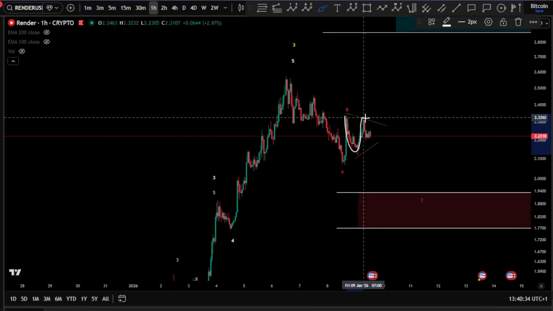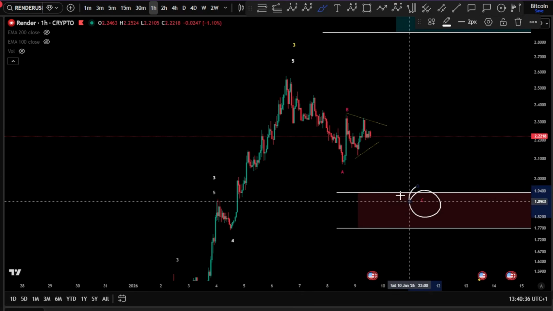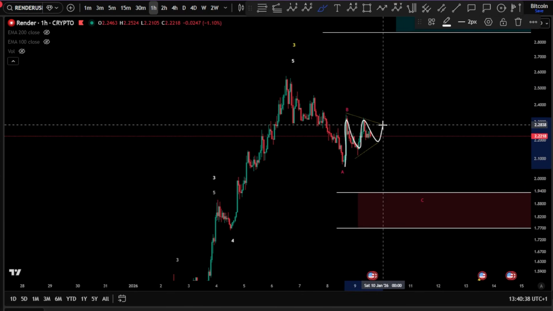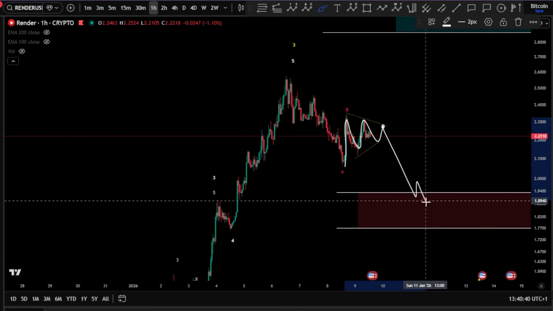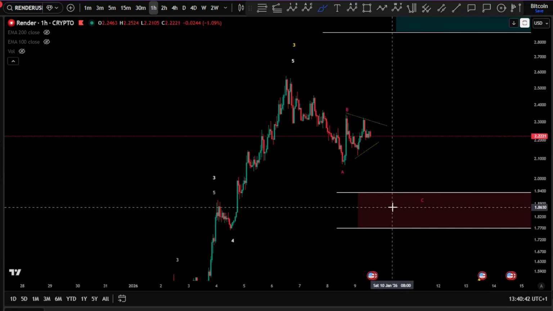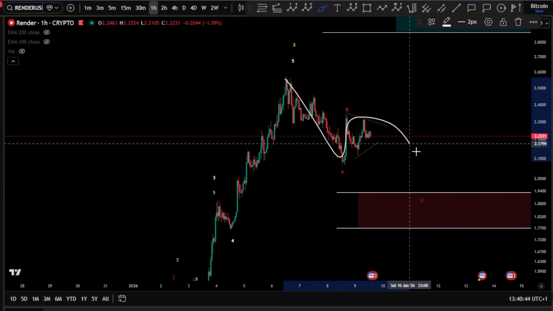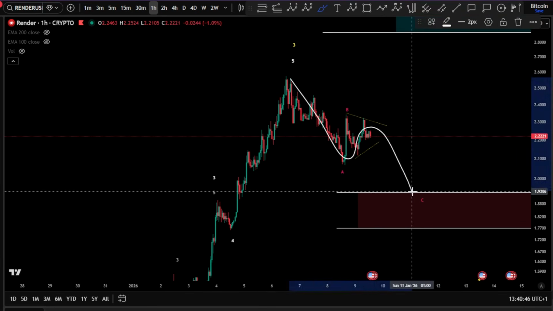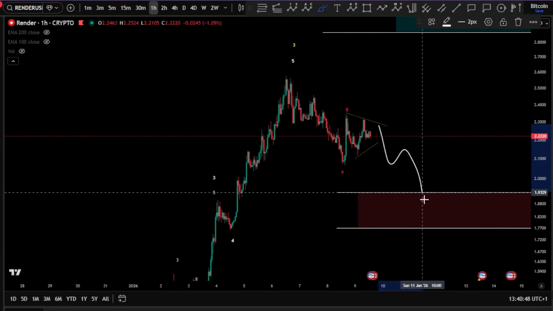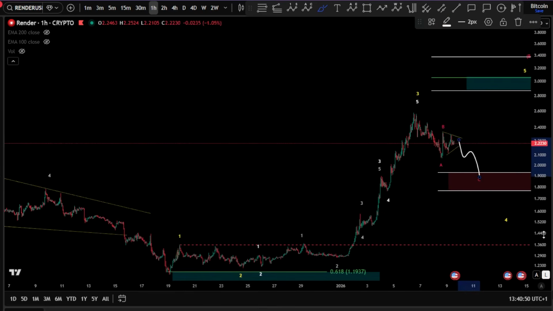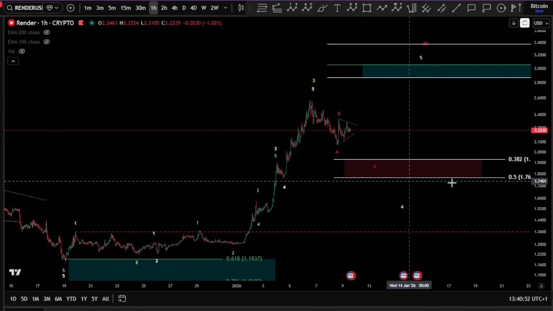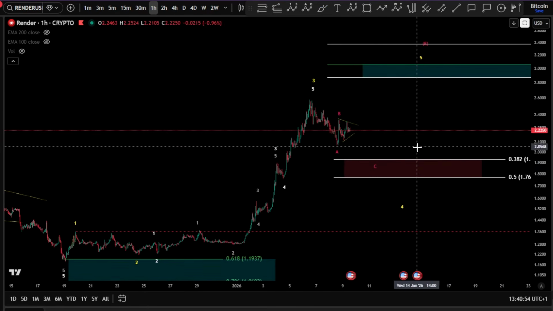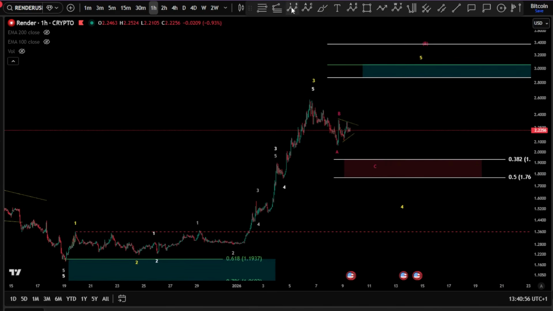Meaning, if we are in a 1, 2, 3, 4, 5, we're looking for this area. If we're looking here at an A, B, C, D, and an E, we're looking for this area as well, as a wave C in a potential regular flat, or it can even be a complex structure, a double zigzag, to finish up around this area. So we'll see what's gonna happen now.